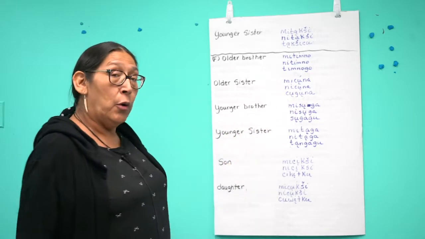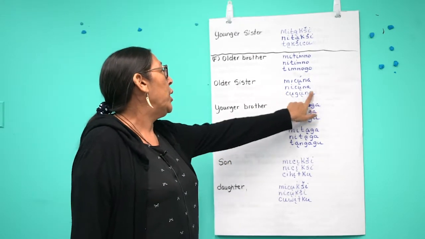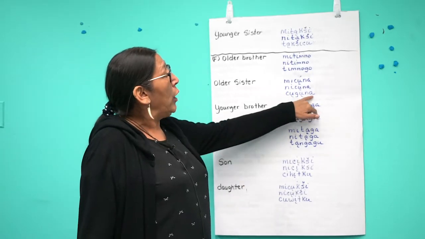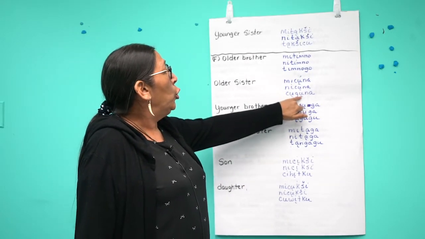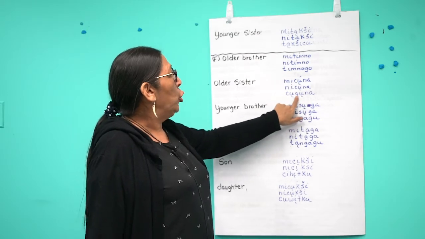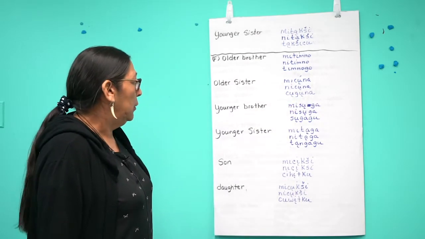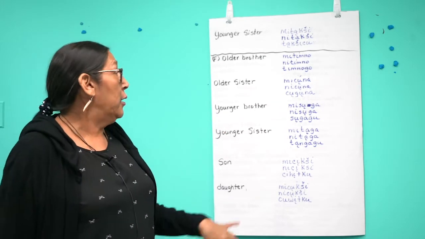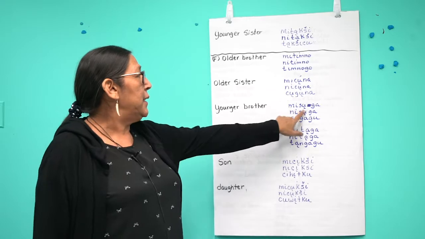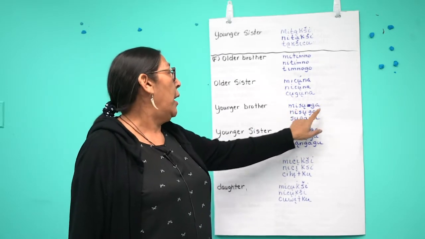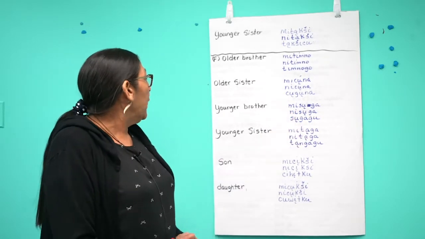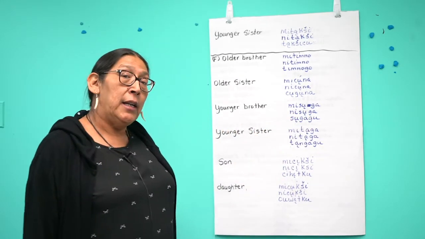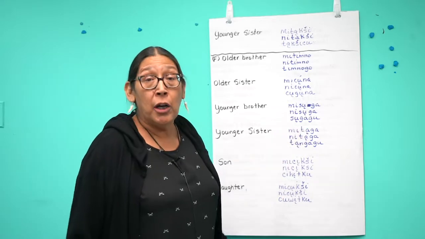Your older sister? Nichuna. And our older sister? Chunguna. See, these are both nasalized. Now, if I'm a female and I'm going to talk about my younger brother, Misunga. See, this is nasalized. If he's your younger brother, he's Nisunga. And if he's our younger brother, Sungagu.